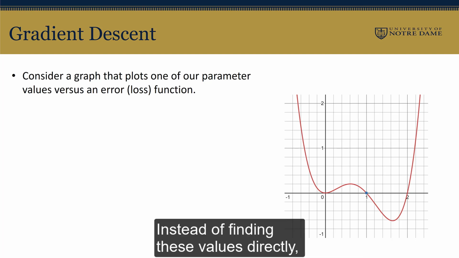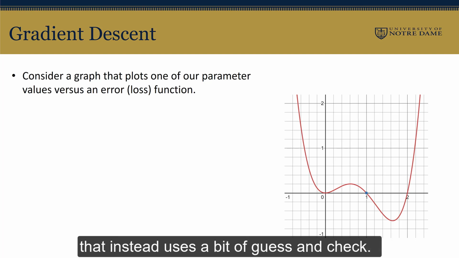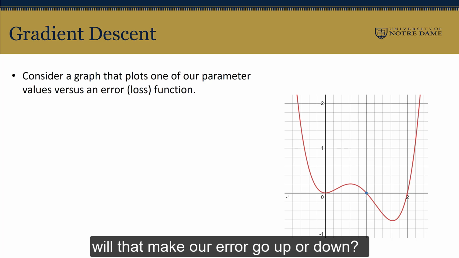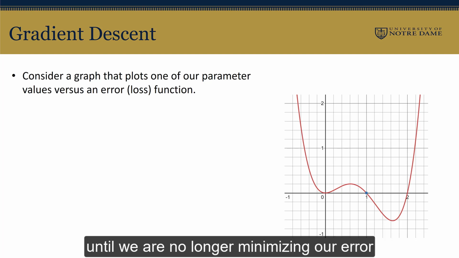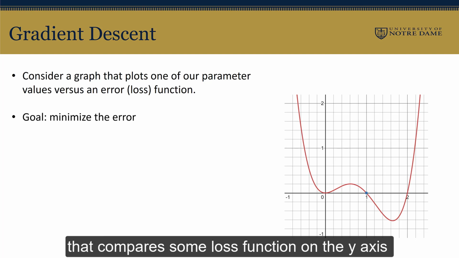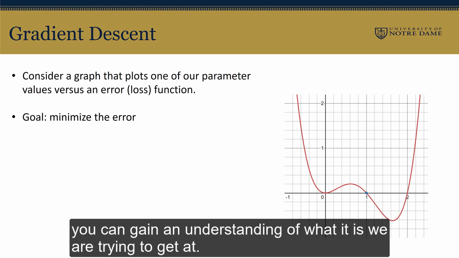Instead of finding these values directly, we will use a method of calculus that instead uses a bit of guess and check. If we're at a certain location on a graph and we plug in new parameter estimates, will that make our error go up or down? If it will decrease the error, then we will follow that direction until we are no longer minimizing our error. If we consider a two-dimensional plot that compares some loss function on the y-axis to just one of our parameter values on the x-axis, you can gain an understanding of what it is we're trying to get at.